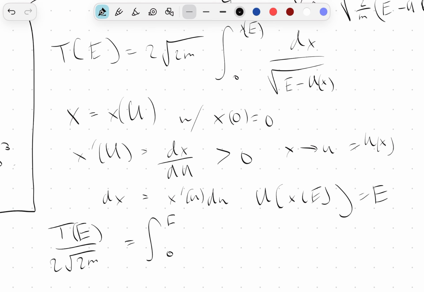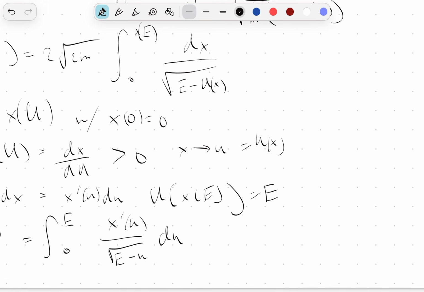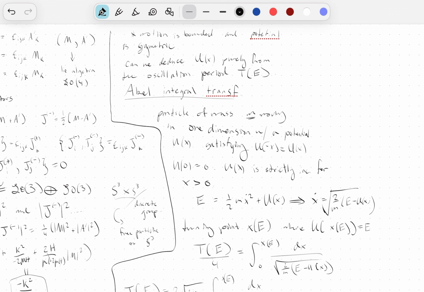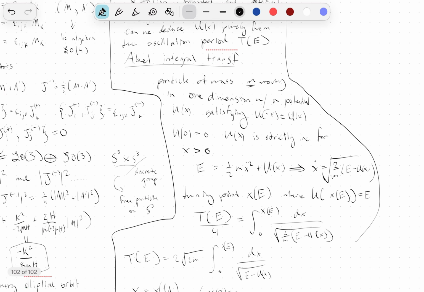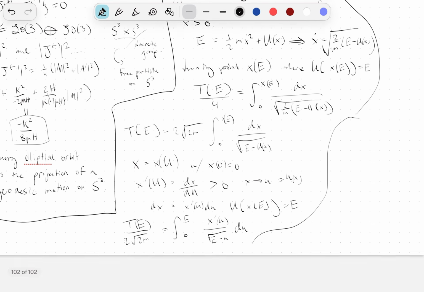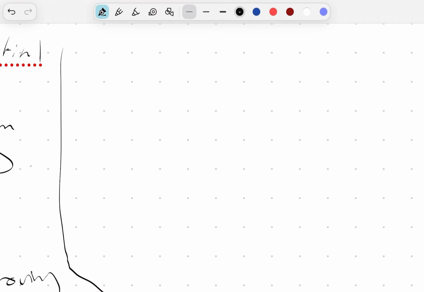Integrating from 0 to the energy of x prime of u over the square root of e minus u du. And then the Abel transform. So what the Abel transform is, it's essentially a technique. Let's go over here. So let's go into using the Abel transform. So the Abel transform just says, let's see.